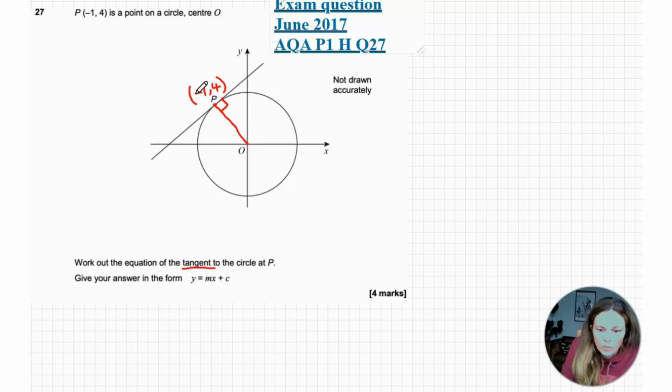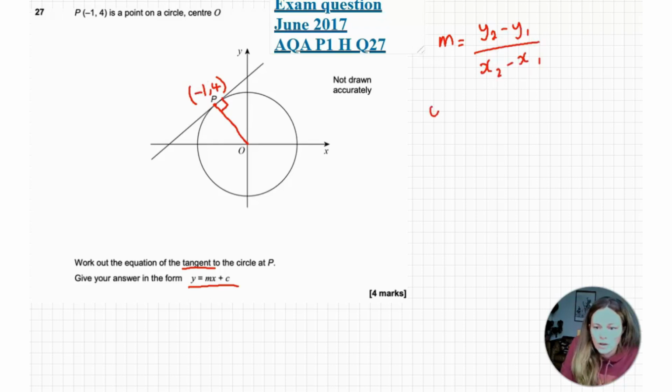Okay, so we want it in this form. To get it in this form, we need the gradient and we need the y-intercept. Okay, none of those we're given. So what we're going to do first of all is work out the gradient. Now to work out the gradient, you need 2 points of a line. So we're going to use this little equation here, which is handy for us.